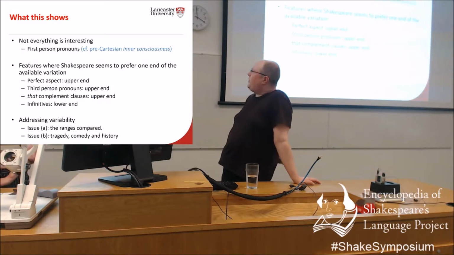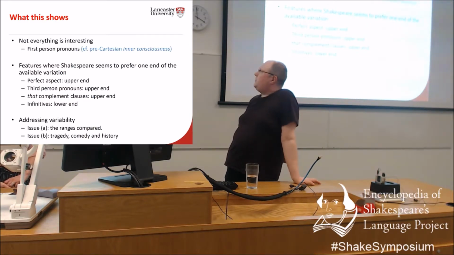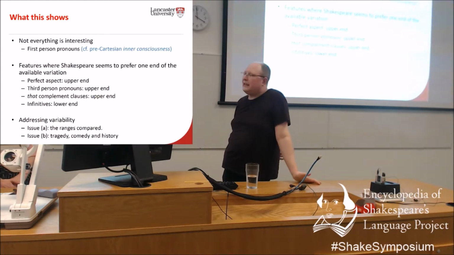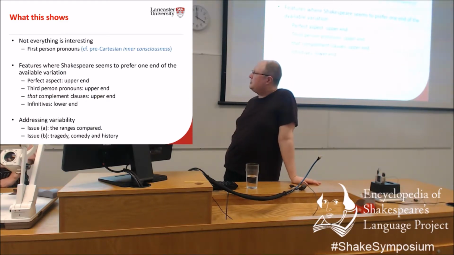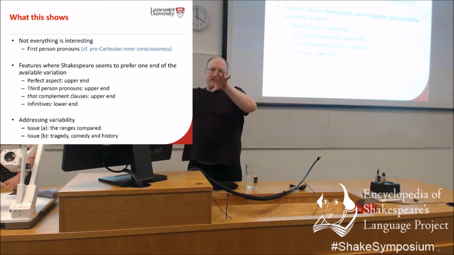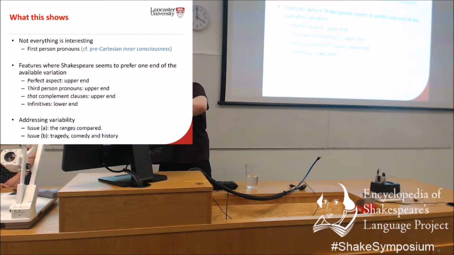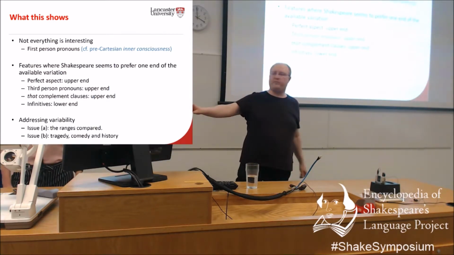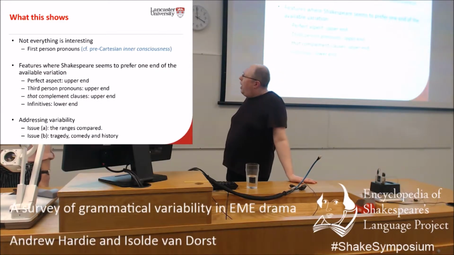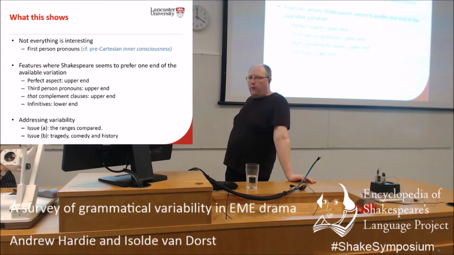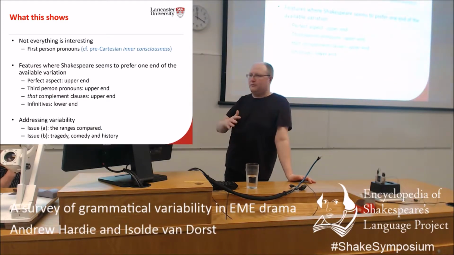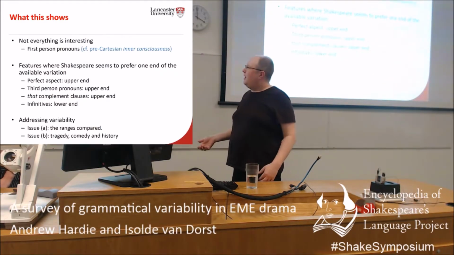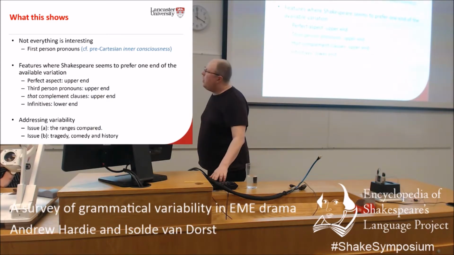However, perhaps if we go beyond those, there are a few features where Shakespeare's plays seem to lean towards one end of the available variation: perfect aspect, third-person pronouns, and that complement clauses. The Shakespearean plays seem to be more on the upper end than on the lower end in terms of the complete distribution of plays. And infinitives seem to be on the lower end, so that reflects grammatical choices that other playwrights seem to be more likely to favour.